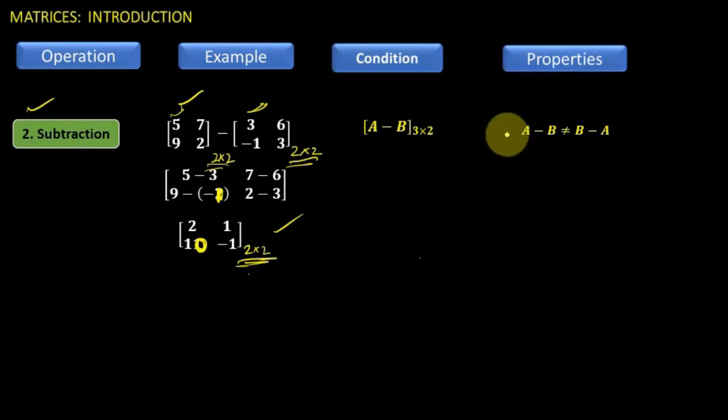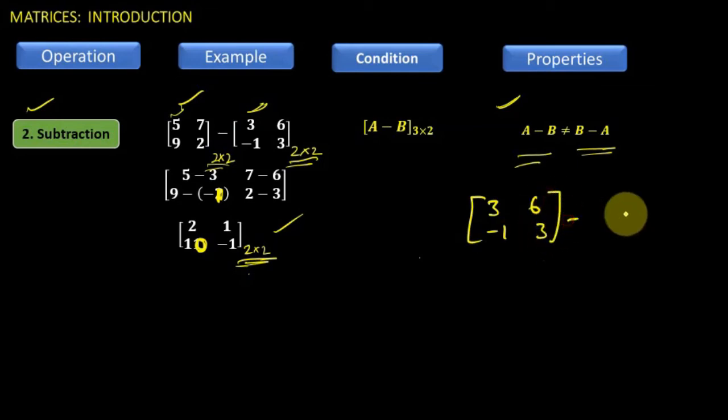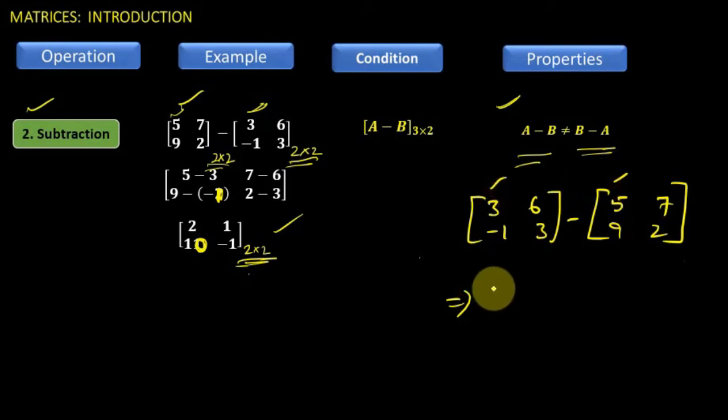Okay. But the property, if you see here, A minus B is not equal to B minus A. Right? You can take any example and check it. Take the same example if you want, and cross check. First we did A minus B. Now we will do B minus A here. So first 3, 6, minus 1 and 3 minus A, 5, 7, 9, 2. So what will we get here? First corresponding element, 3 minus 5. How much will we get?